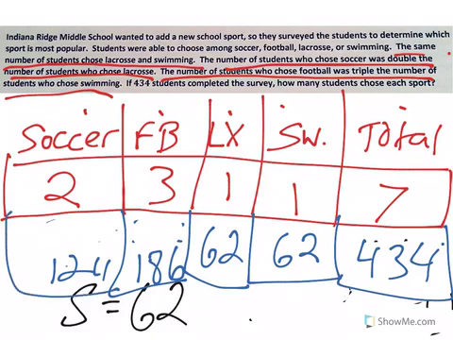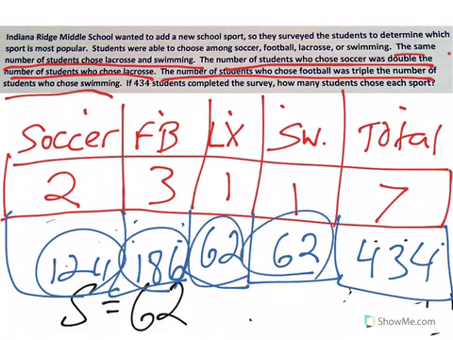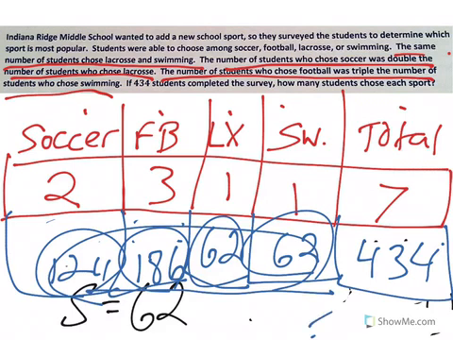All right, so we know 124 kids wanted soccer, 186 students wanted football, 62 wanted lacrosse, 62 wanted swimming. To make sure that works, we can add across to make sure that if you add all four of these numbers, you should get 434. And in fact, in this case, we do get 434.